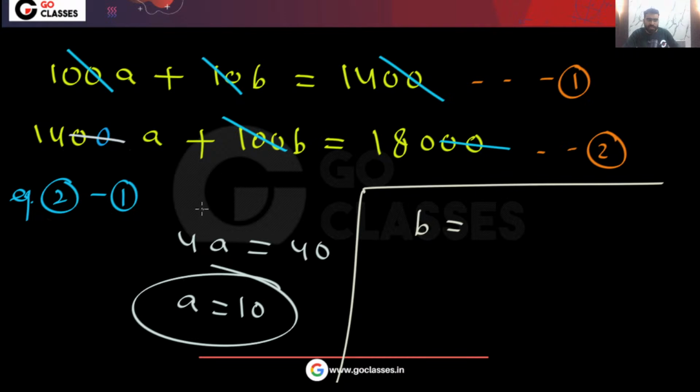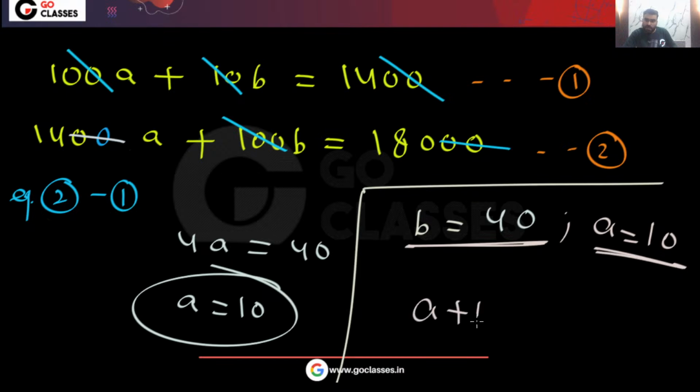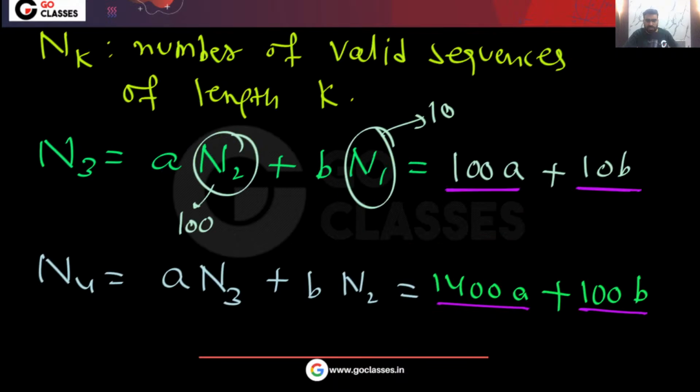So a is already 10. So the value of b will be 40. Yes or no? B value, that will be 40. So B value is 40, A value is 10. So finally A plus B, that will be 50. Okay, so you can see for this question the answer will be 50.